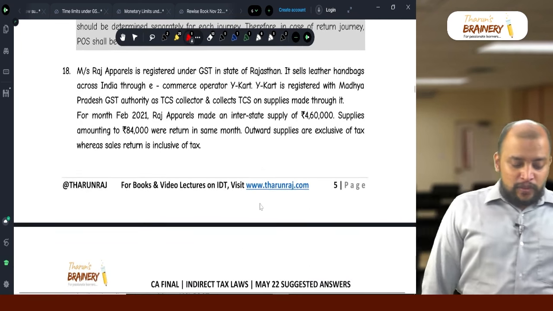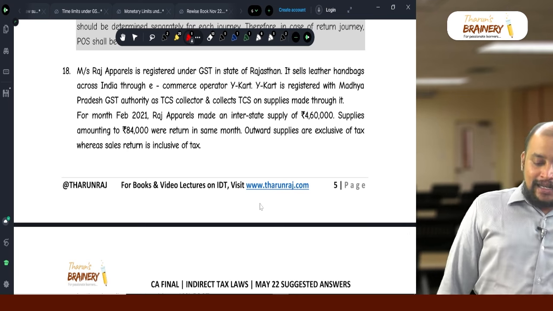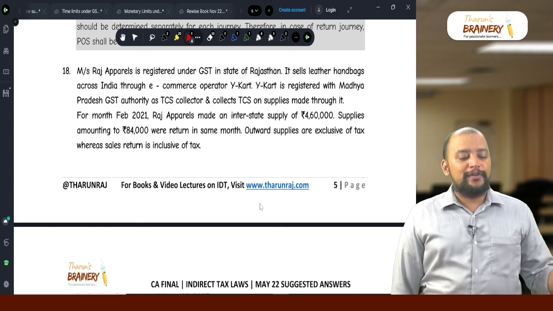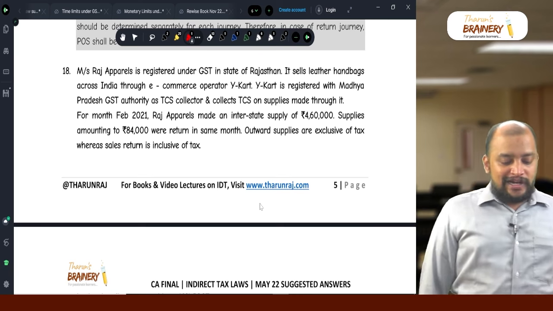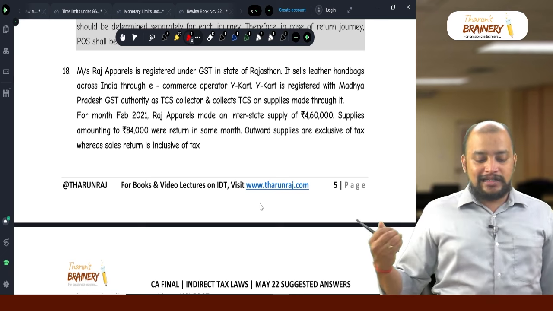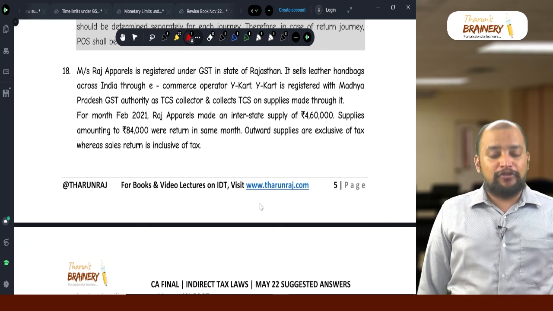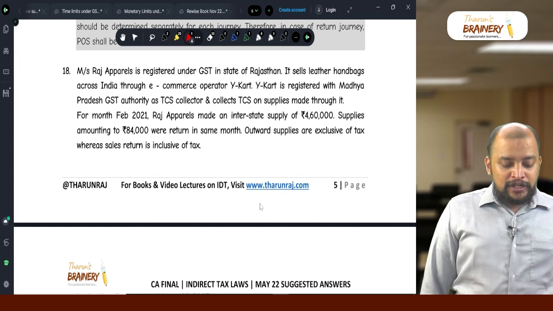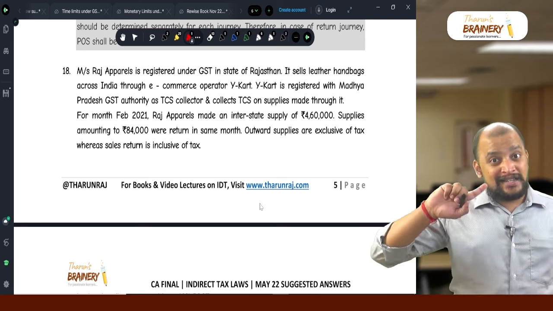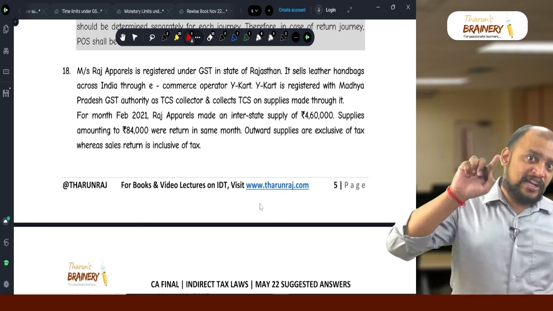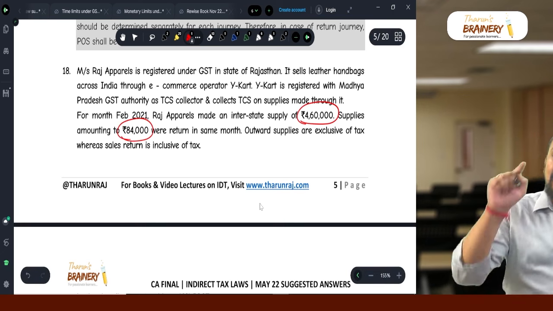Then 18th one, Messrs. Raj Apparels is registered under GST in the state of Rajasthan. It sells leather handbags across India through e-commerce operator Ycart. Ycart is registered with Madhya Pradesh GST authority as TCS collector and collects TCS on supplies made through it. For the month of Feb, Raj Apparels made interstate supply of 4,60,000. Supplies amounting to 84,000 were returned in the same month. Outward supplies are exclusive of tax, whereas sales return is inclusive of tax. So this 4,60,000 is exclusive of tax, whereas this 84,000 is inclusive of tax.